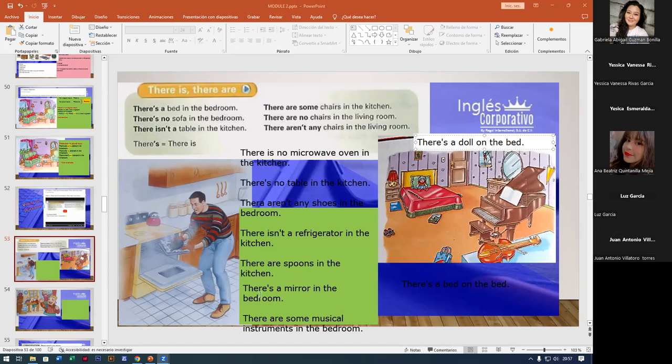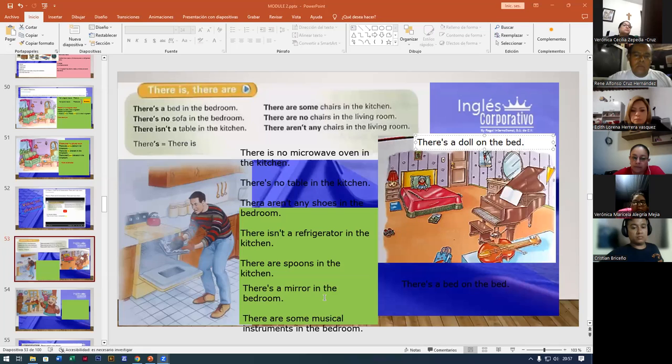Jessica Rivas, there's a mirror in the bedroom. There's a mirror in the bedroom. Thank you. Gabriela Abigail. There are some musical instruments in the bedroom. Thank you. Rene. There's a doll on the bed. That's all right. Good one, guys.